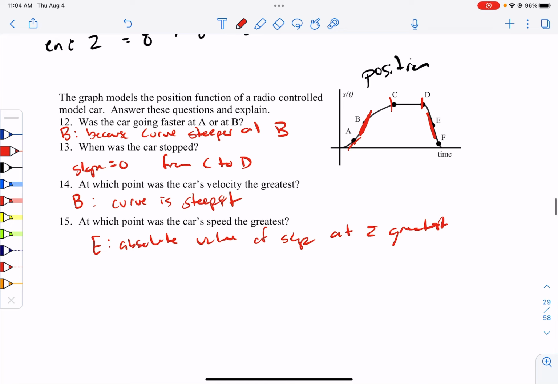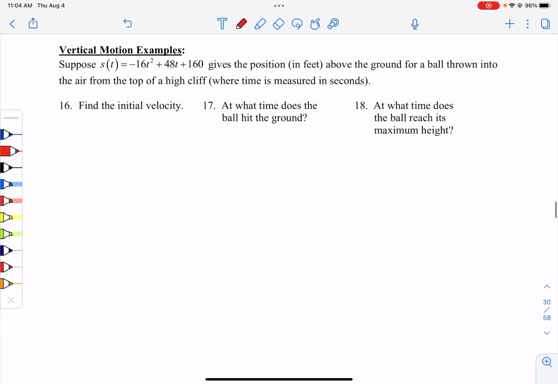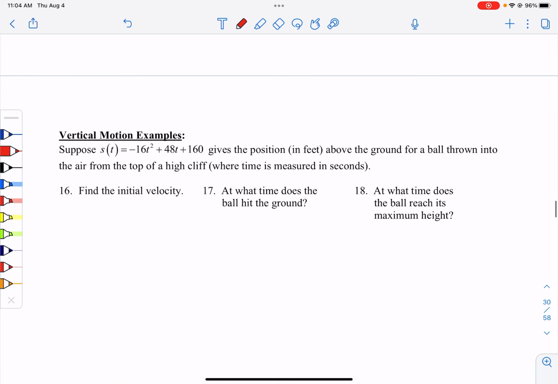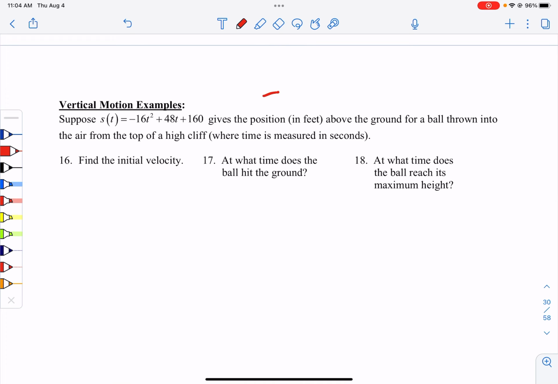All right, enough with the graph. Vertical motion. All right, something going up and down. Suppose S of t equals ugly numbers again: -16t squared plus 48t plus 160. This function gives the position above the ground for a ball thrown into the air from the top of a cliff.